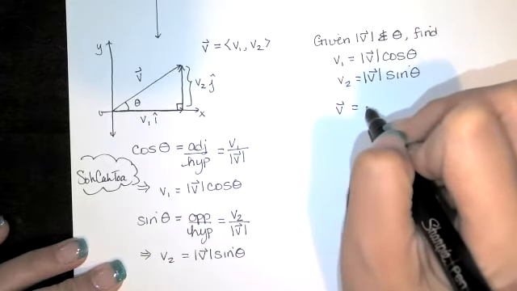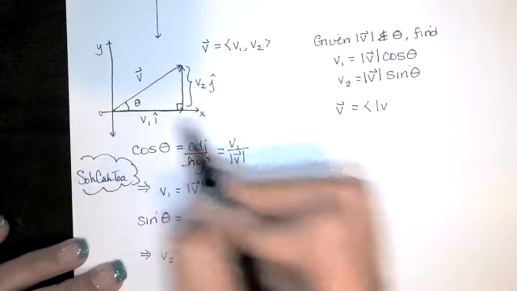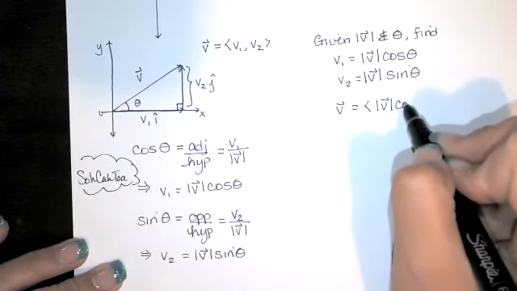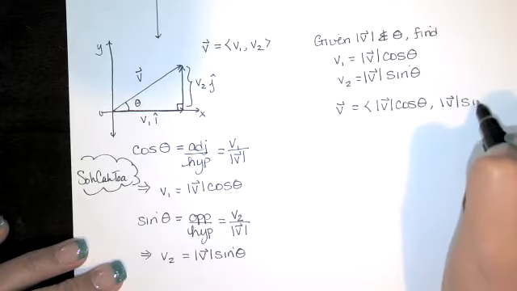So V can be written this way. Its x component, this piece, is the magnitude of V times cosine of theta, and its y component is the magnitude of V times sine of theta.